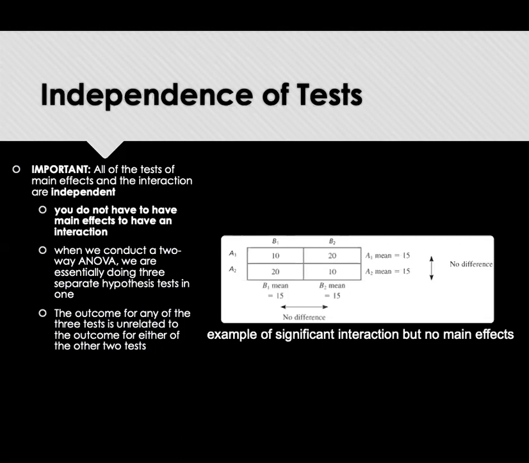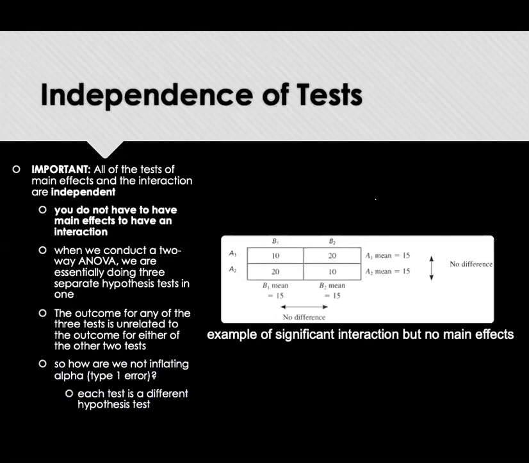So the outcome for any of the 3 tests is unrelated completely to the outcome of either of the other 2 tests. So when we test to see main effect for factor B here, that has nothing to do with whether we find a main effect for factor A or not, and whether we find an interaction effect for the two interacting together. The outcome for each of those three tests is completely independent of the others. And this is an important concept, something really important for you to remember.